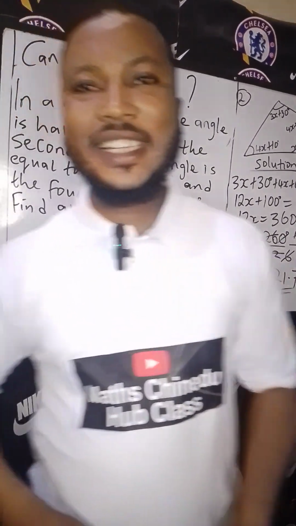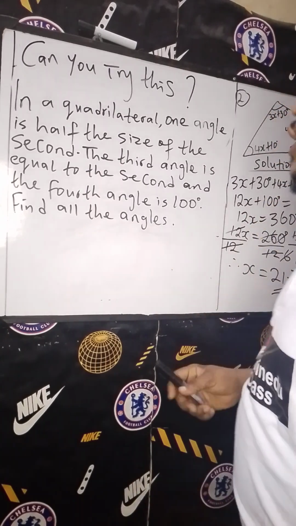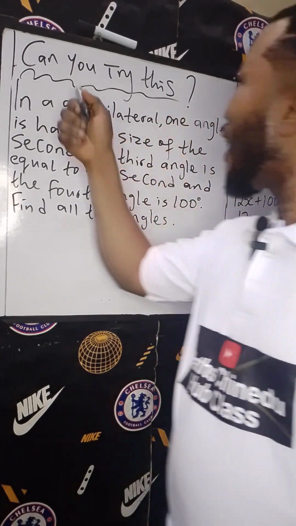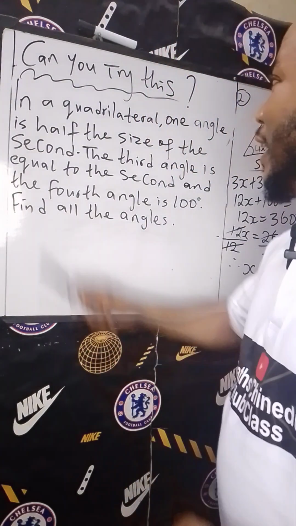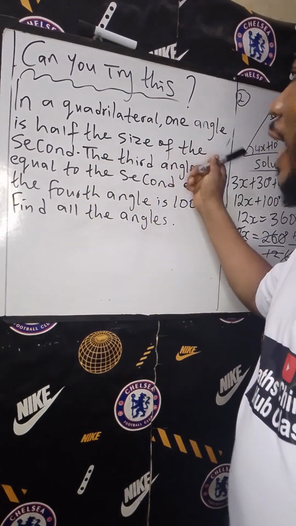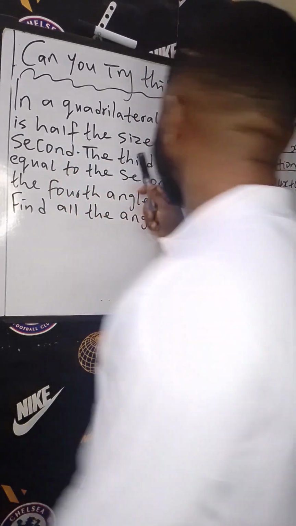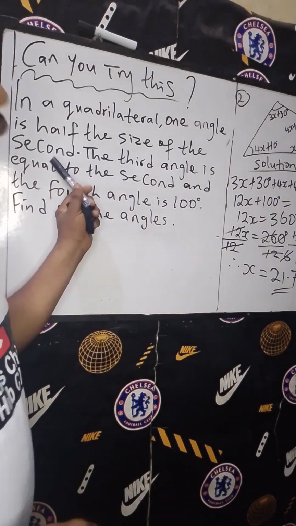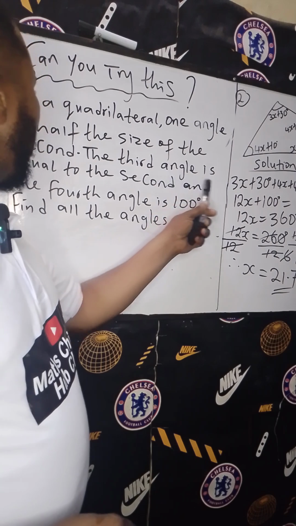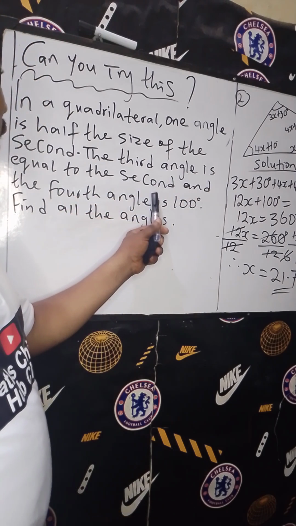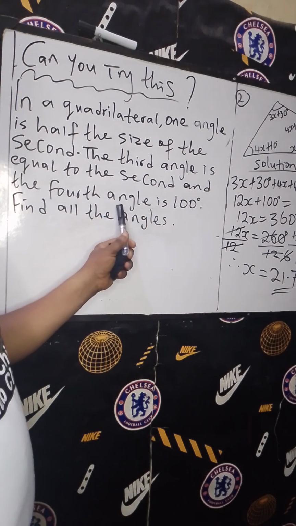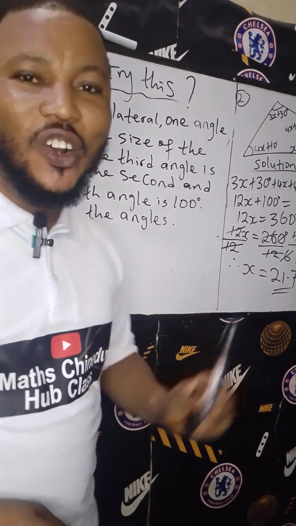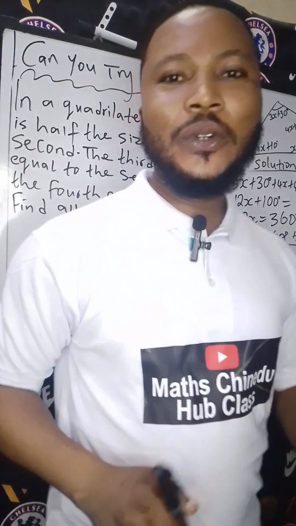Okay, that is it for this question. Now let's look at this. It says, can you try this? In a quadrilateral, one angle is half the size of the second. The third angle is equal to the second, and the fourth angle is 100 degrees. Find all the angles.